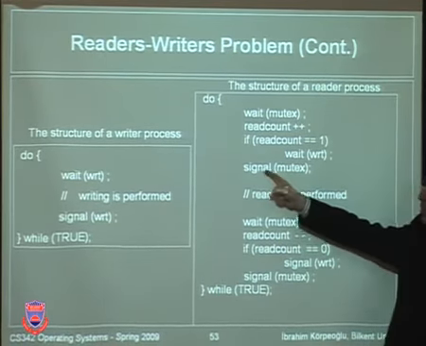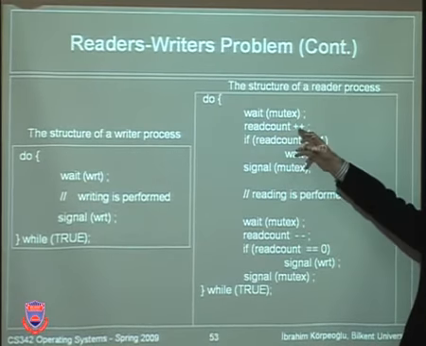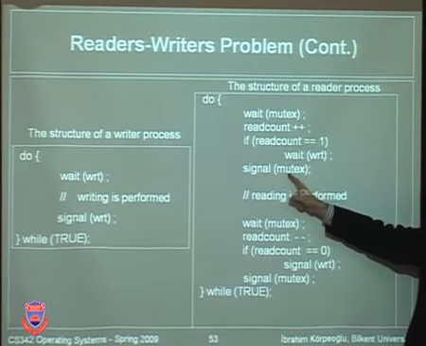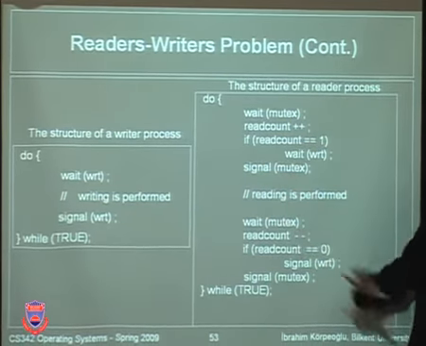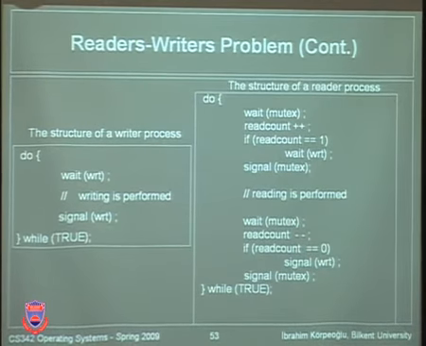However, I should also release the lock on the read count, so that another reader may try to increment it, okay? So I signal on the mutex semaphore as well, and then go ahead and read the data, okay? A student is now viewing the grades, okay?